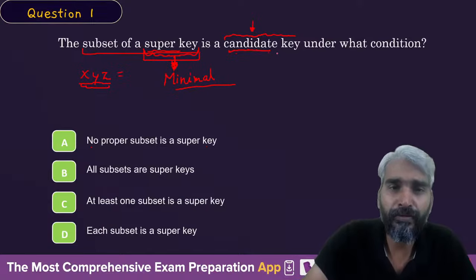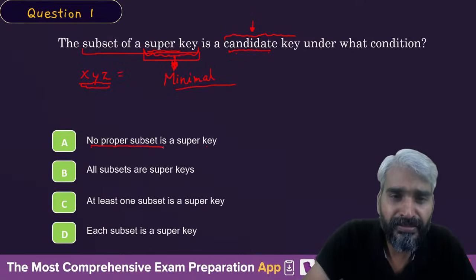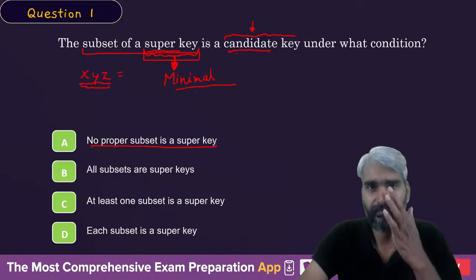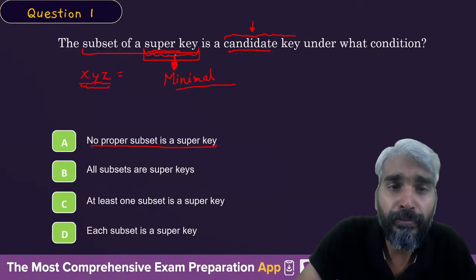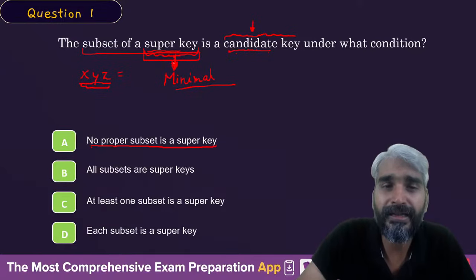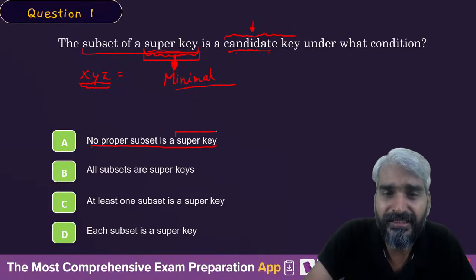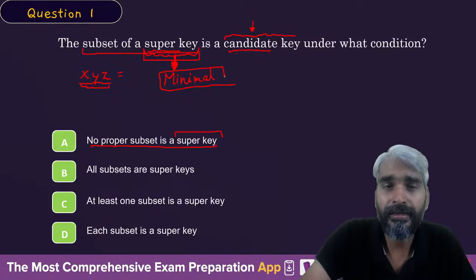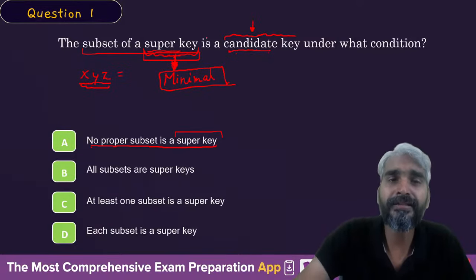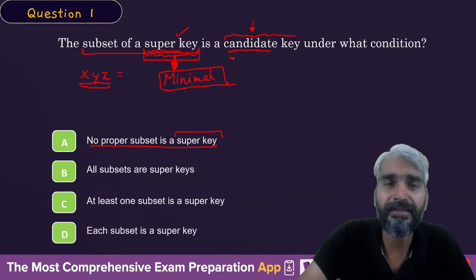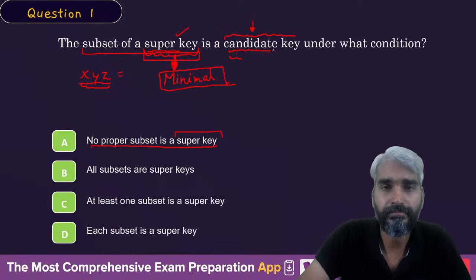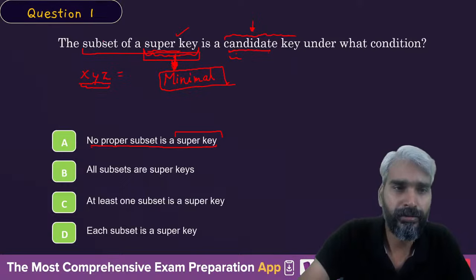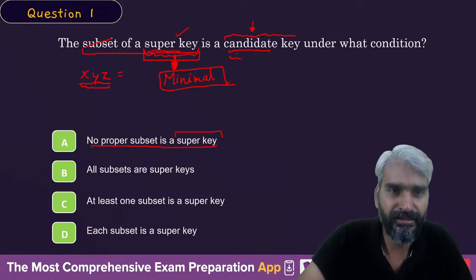So the subset of a super key is a candidate key under what condition? No proper subset is a super key, right? If no proper subset of a super key is a super key, then the super key will be minimal, and in that case your super key will be a candidate key. So I guess this wording about subset is wrong.